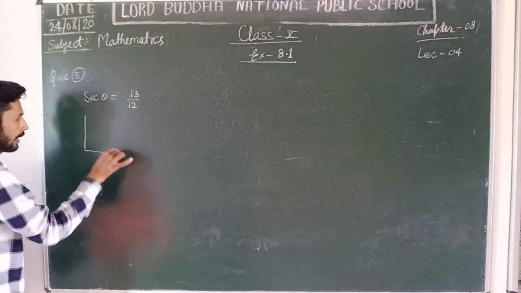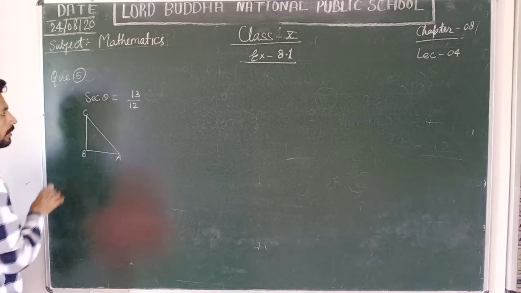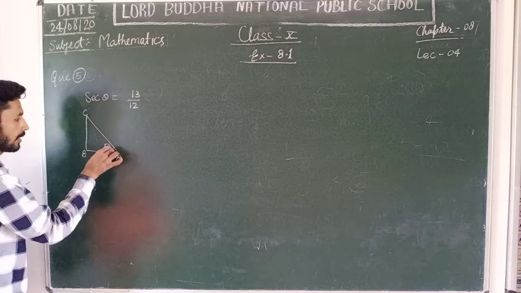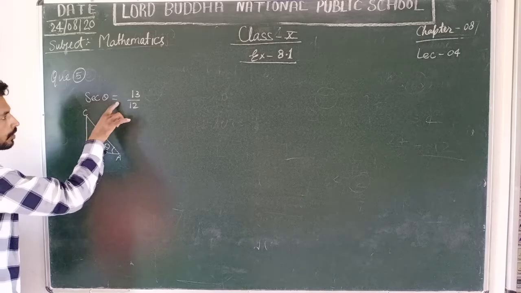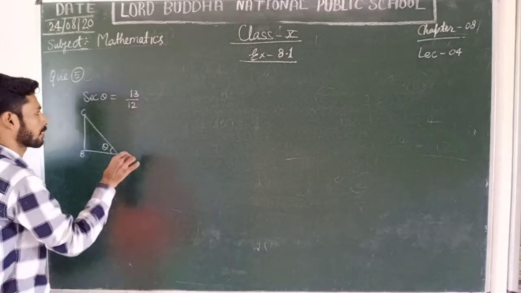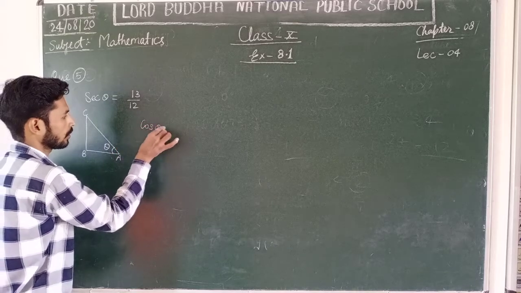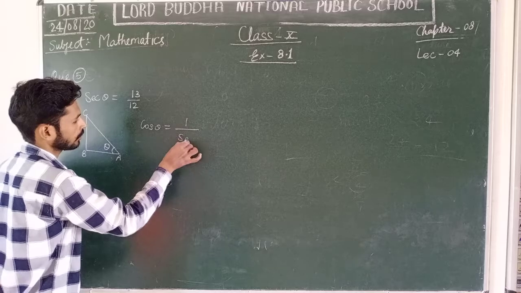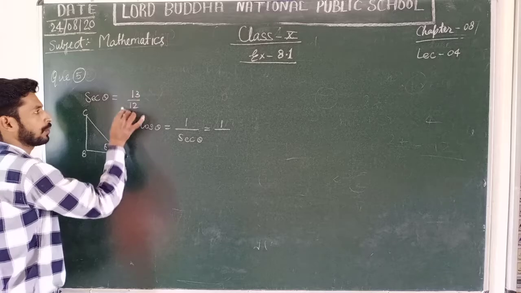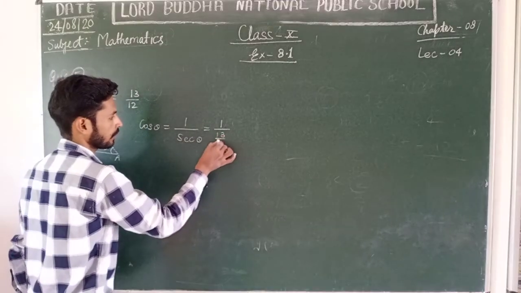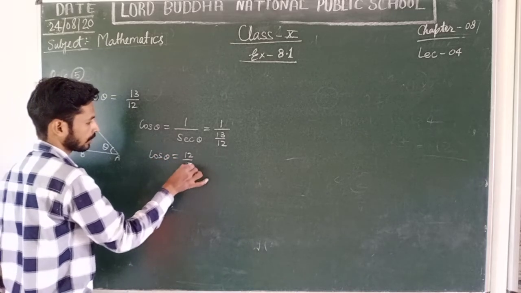So draw a triangle like ABC and take your angle theta. According to this, sec theta equals 13 upon 12 is given, and then we can say cos theta equals 1 upon sec theta. So 1 upon, in place of sec theta we can put 13 upon 12, and now cos theta equals 12 upon 13.